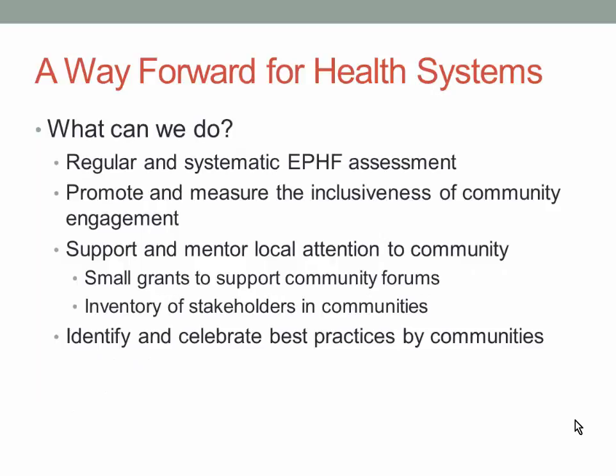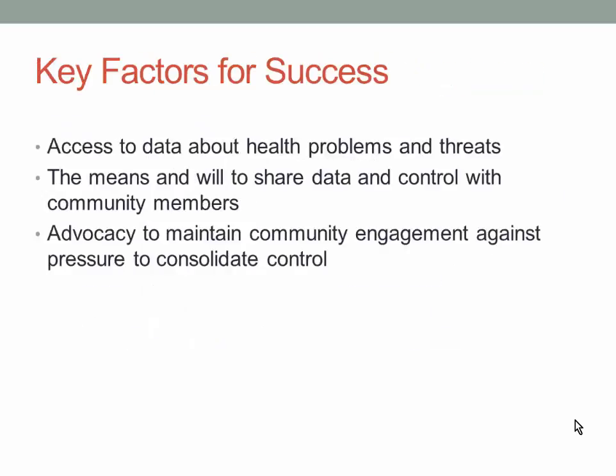So a way forward for health systems, what can we do? So regular and systematic essential public health function assessment, promoting and measuring the inclusiveness of community engagement, supporting and mentoring local attention to the community in the form of small grants to support community forums, inventory of stakeholders and communities, and finally identifying and celebrating the best practices that we do see across communities. Some key factors for success in community platforms are thinking about giving the community access to data about health problems and threats, the means and will to share data and control with community members in a bidirectional partnership, and advocacy to maintain community engagement against pressure to consolidate that control.